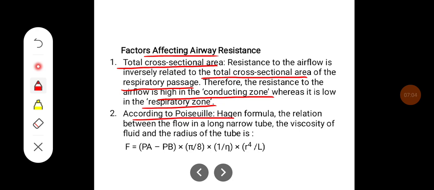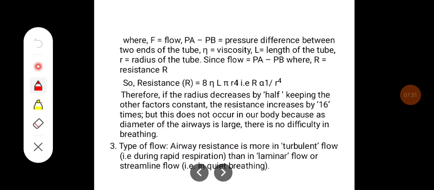And according to the Poiseuille-Hagen formula, the relation between flow in a long narrow tube, the viscosity of the fluid, and the radius of the tube is F, that is flow, is equal to the pressure difference between point A and point B times pi divided by 8, times 1 by mu, times r to the power of 4 divided by L, where F is flow, PA minus PB is the pressure difference between two ends of the tube, mu is viscosity, L is length of the tube, and r is radius of the tube.